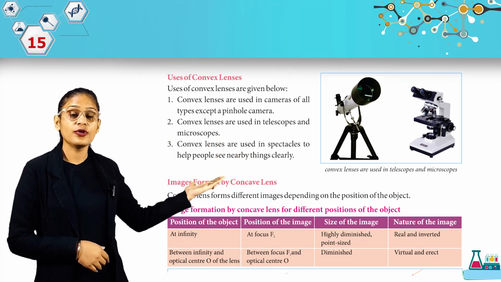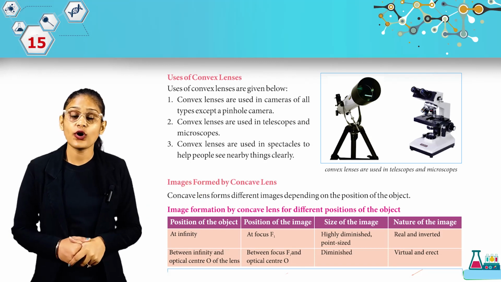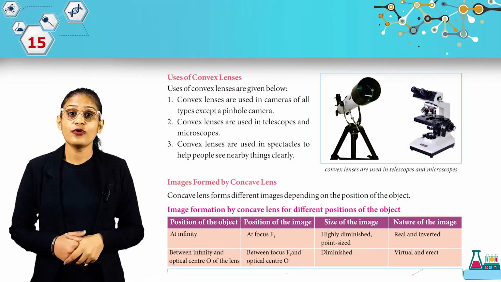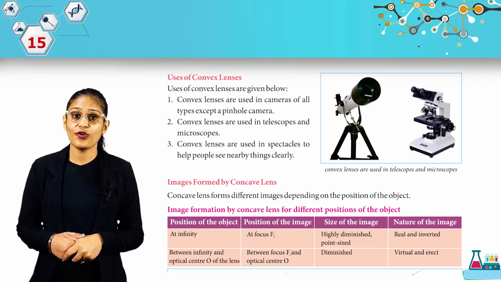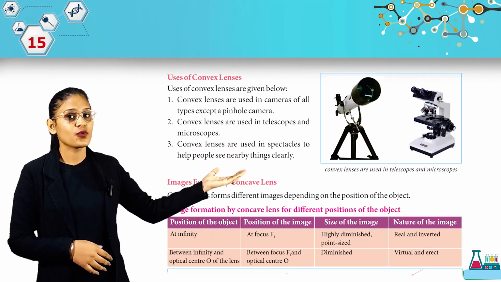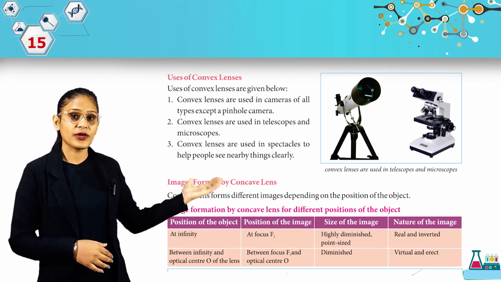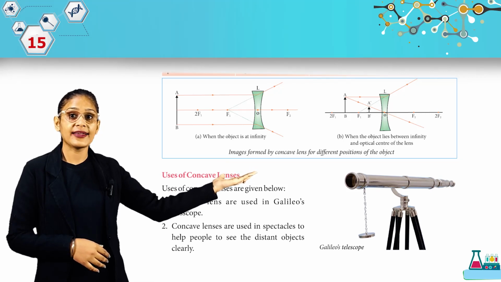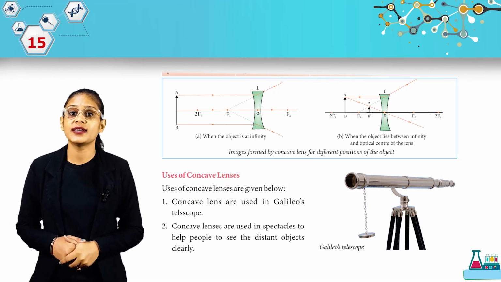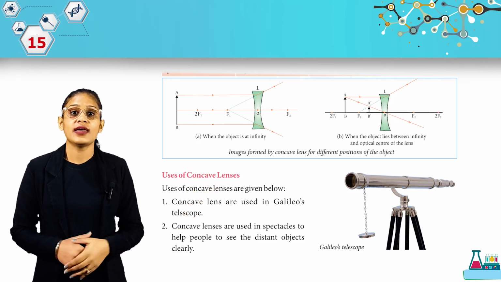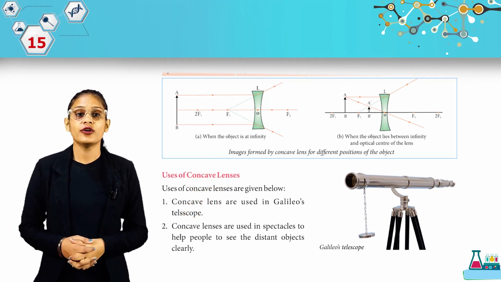Then, position of the object between infinity and optical center O of the lens, position of the image between focus F1 and optical center O, size of the image diminished, nature of the image virtual and erect. Now look at these pictures. A. When the object is at infinity. B. When the object lies between infinity and optical center of the lens. These are the images formed by concave lens for different positions of the object.